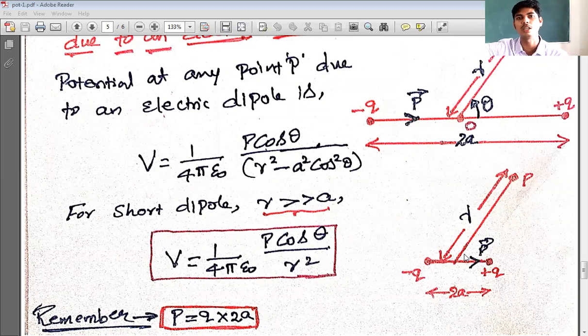If the distance of the point is 100 centimeter, the length of the dipole should be 1 nanometer. Distance of point 100 centimeter, length of dipole should be 1 nanometer.